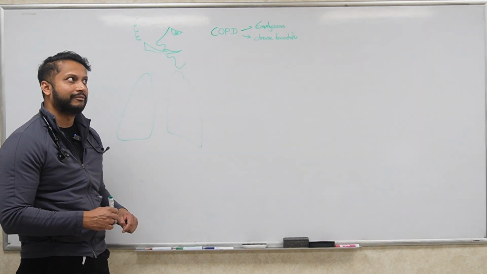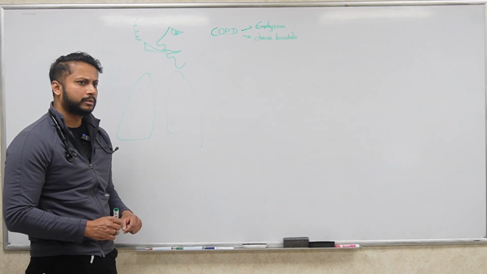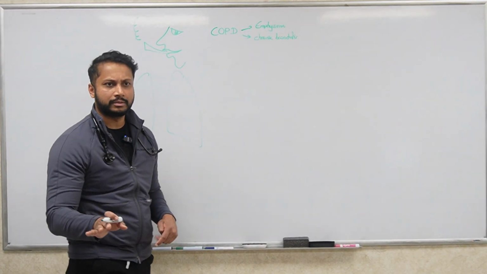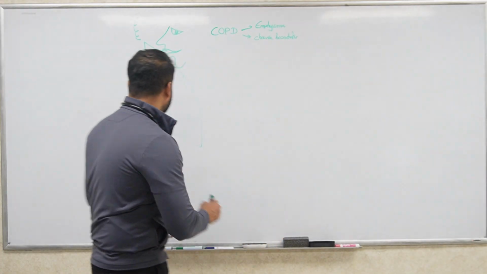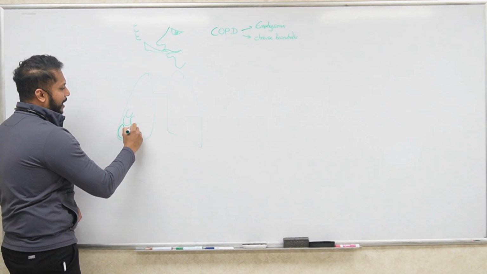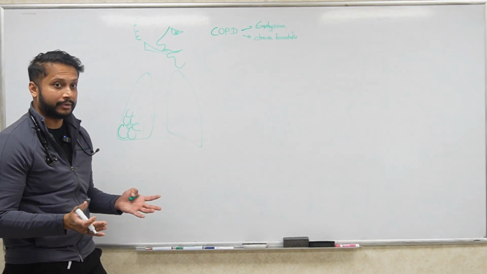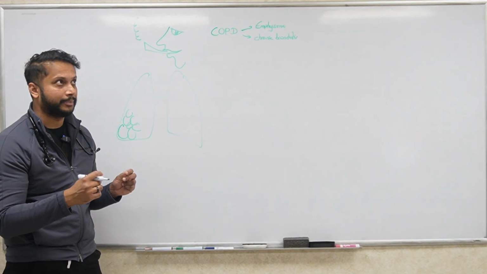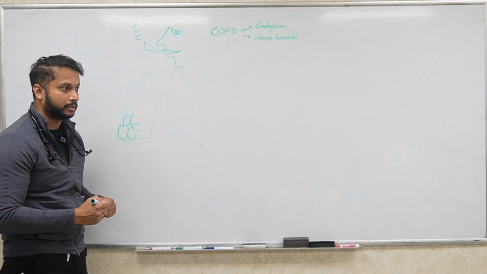So why does somebody develop emphysema to begin with? When you think of emphysema, why does it happen? Imagine you had alveoli like this. Normally your alveoli look like a bag of grapes, right? And this bag of grapes is essentially made because of septation that's present.